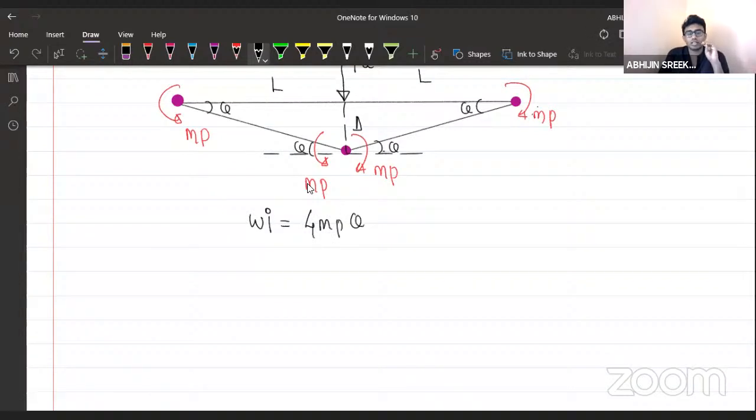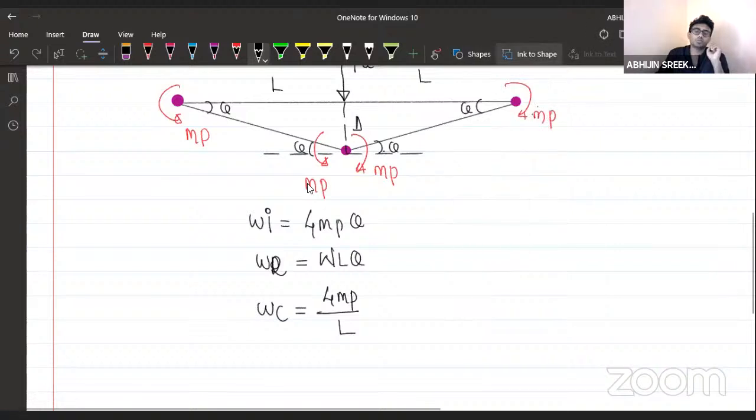Perfect, Arjit. Okay, thanks for that. Then external work done will be equal to W into delta, or W into L theta. That is W L theta. From this, collapse load can be calculated as 4 MP divided by L. This will be the collapse load.